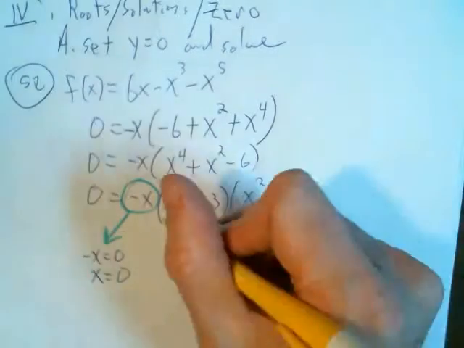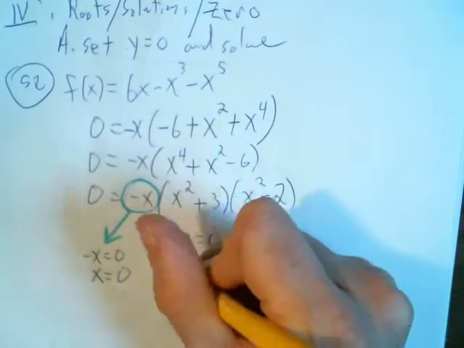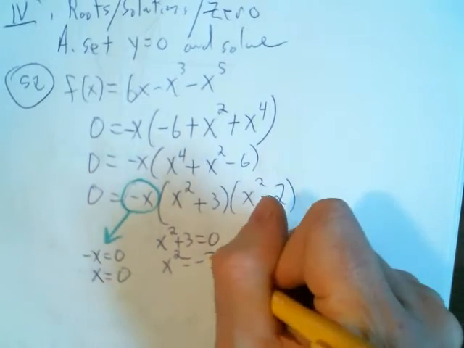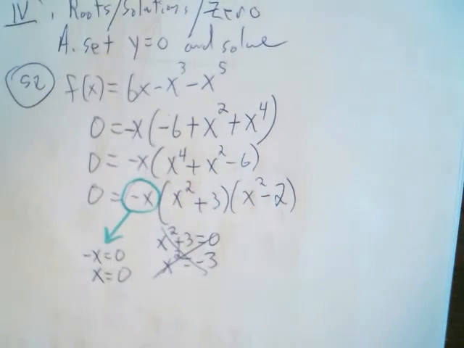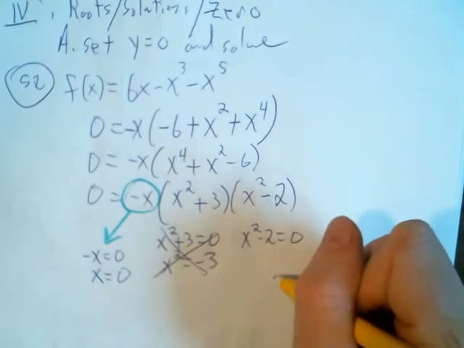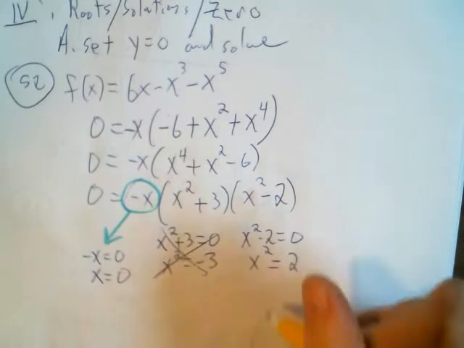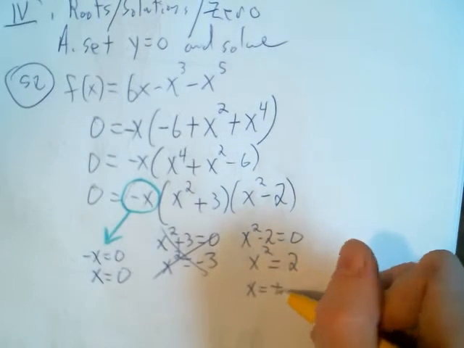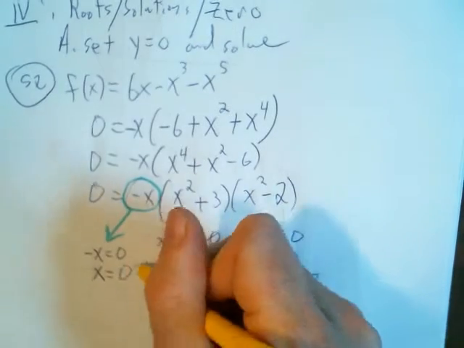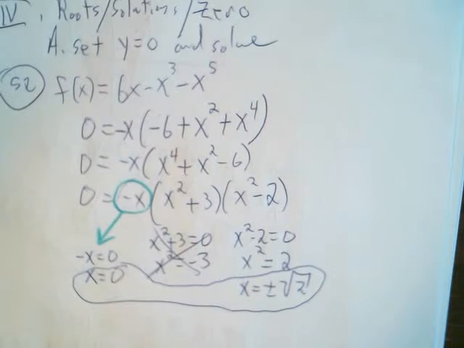And then from the second factor, x squared plus 3, you don't get any solutions. You try to solve and it'll be imaginary, so that's no help. The last one, x squared minus 2 is 0. I'm going to solve for x squared is 2, and then do the square root property. x is plus or minus root 2. Okay? So we get these three solutions, or zeros, or whatever you want to call them.